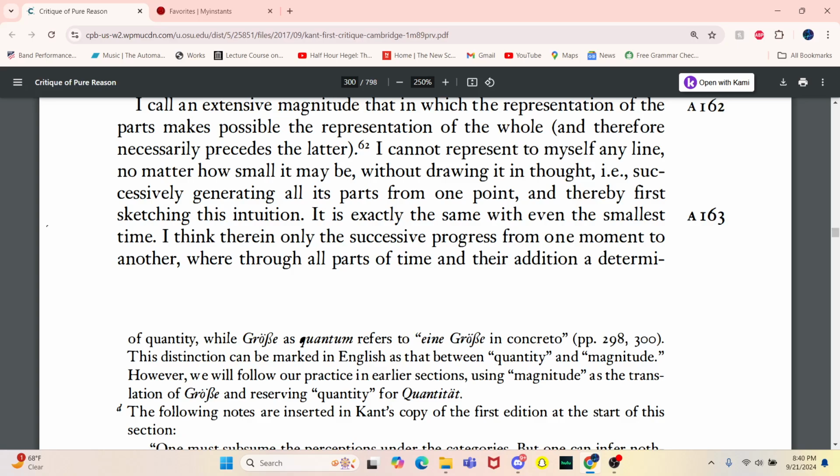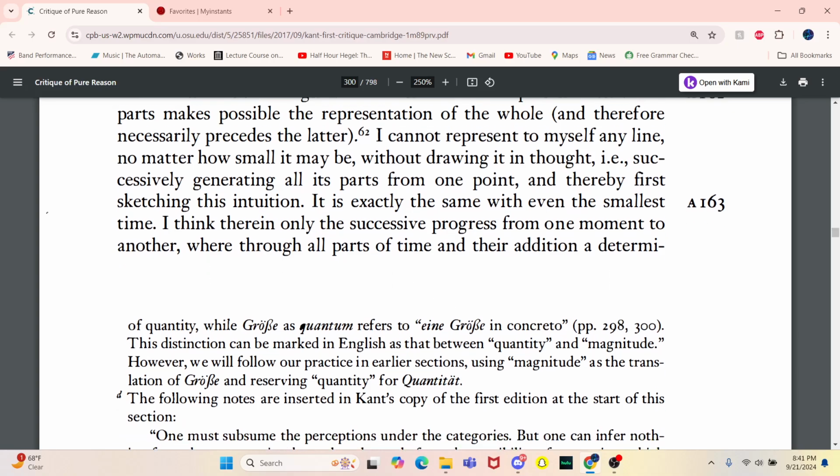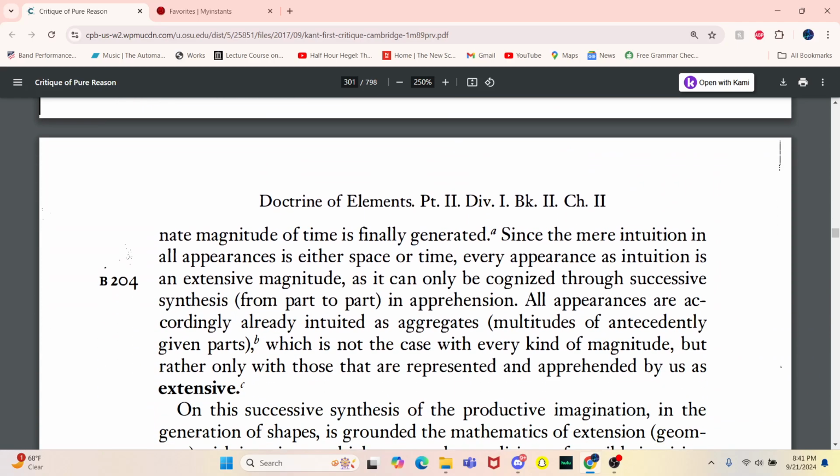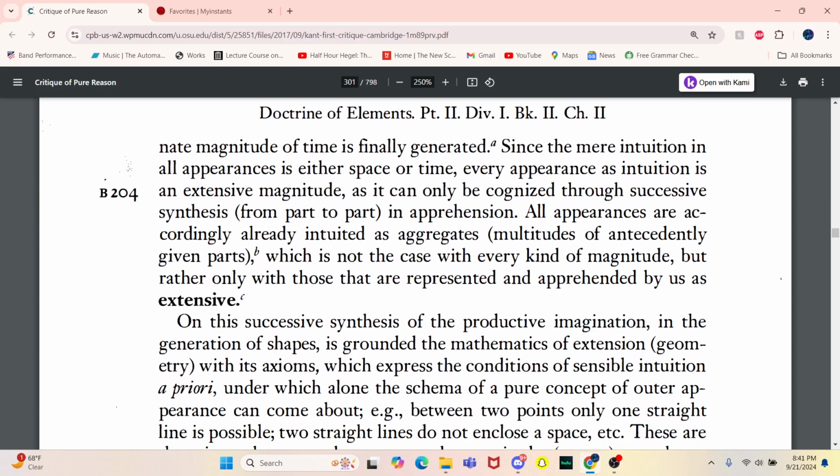It seems to me to be an open question which one precedes the other and in what sense. Anyway, moving forward: "I cannot represent to myself any line, no matter how small it may be, without drawing it in thought, i.e., successively generating all its parts from one point, and thereby first sketching this intuition. It is exactly the same with even the smallest time. I think therein only the successive progress from one moment to another, where through all parts of time and their addition a determinate magnitude of time is finally generated." Okay, so in that sense, it precedes the latter.